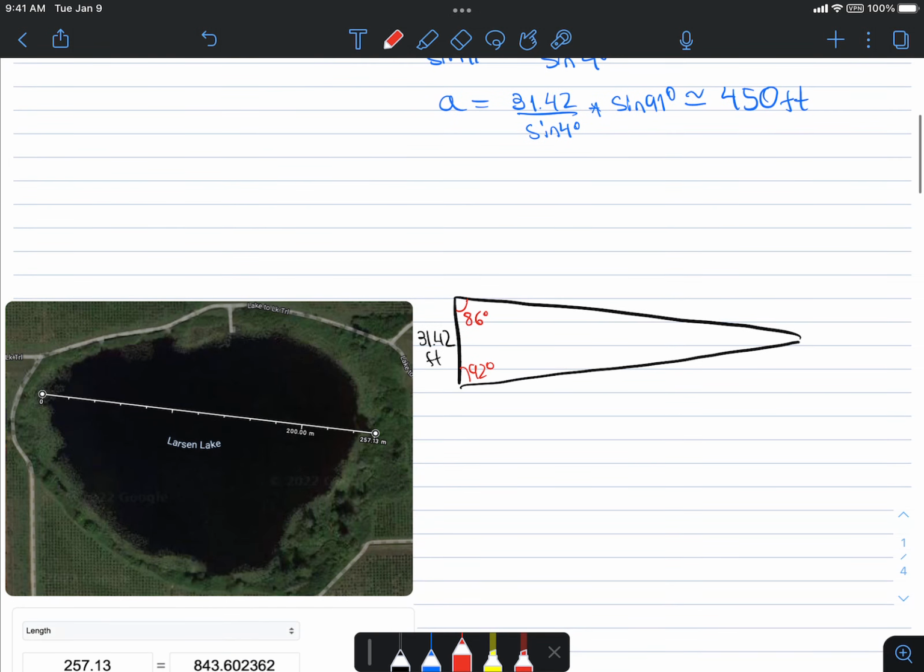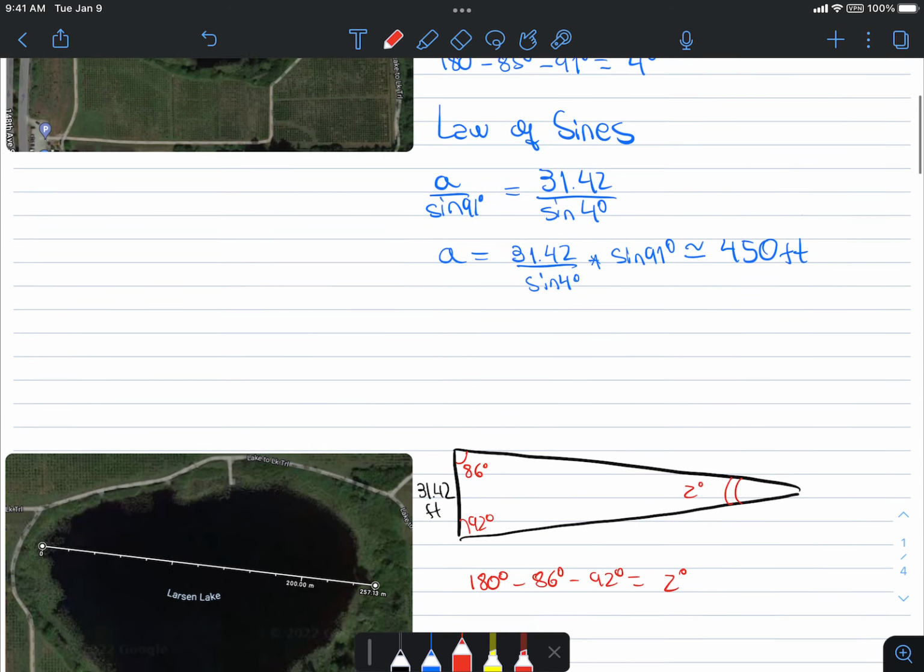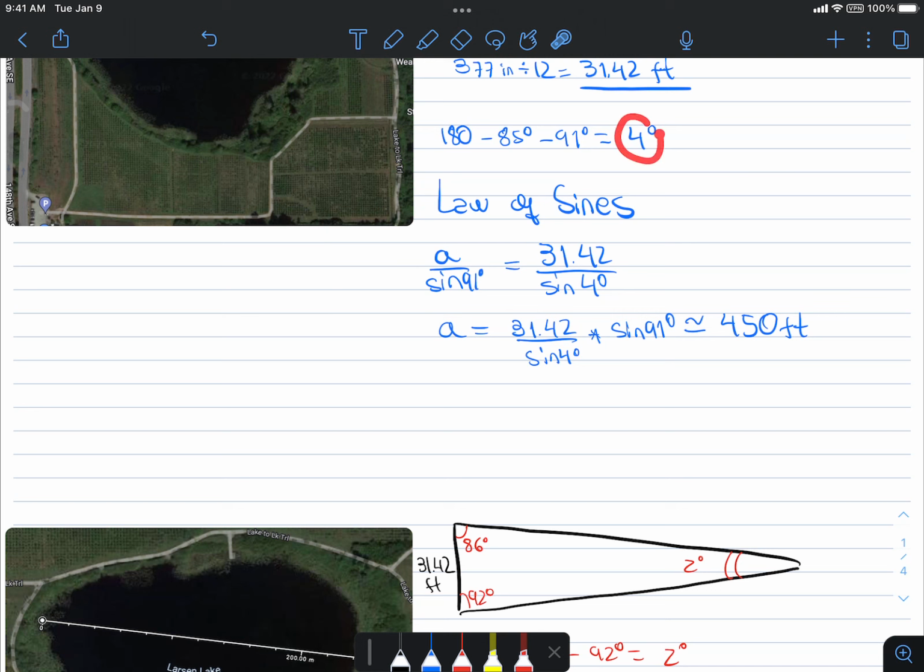Then the new angle becomes 180. This angle right there at the tree becomes 180 minus 86 minus 92, and that will be 2 degrees. Now that's a very small change if you only consider that we're moving from 4 to 2. That's only a 2-degree change. But if you think in terms of multiplication or in percentage terms, 4 is double of 2.